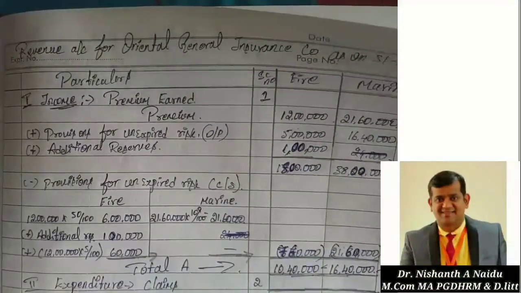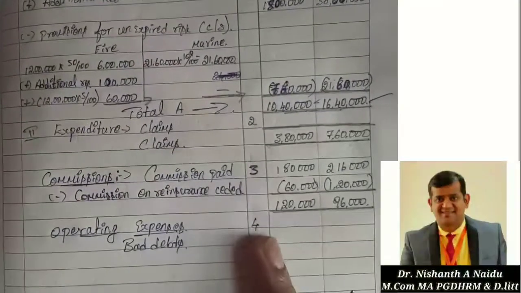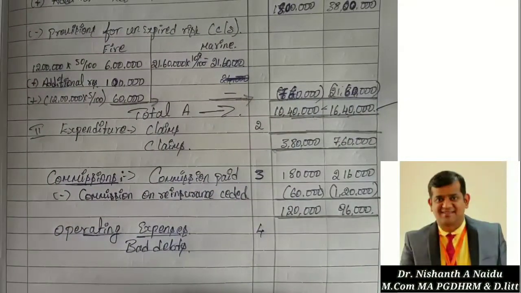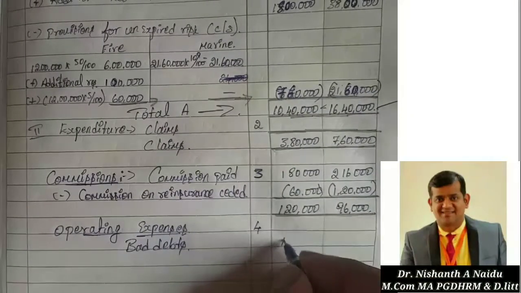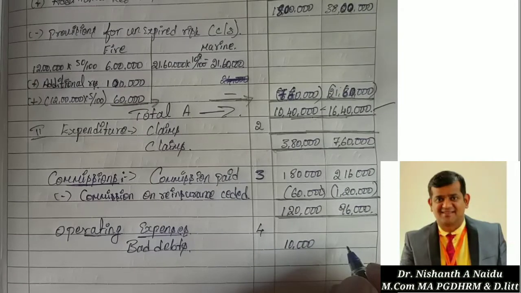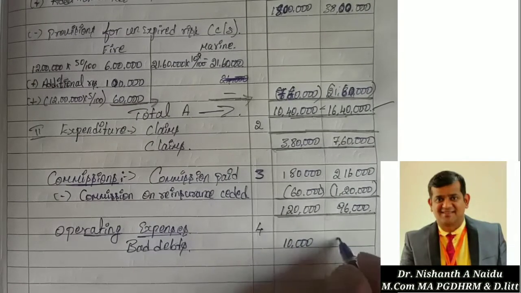Okay, so then we have bad debts. So let us move to the bad debts. For fire how much we have? 10,000, and for marine 24,000. 10,000 for fire and 24,000 for marine.